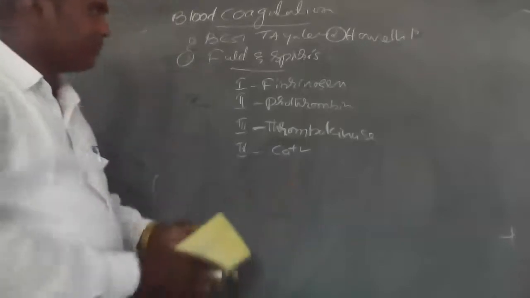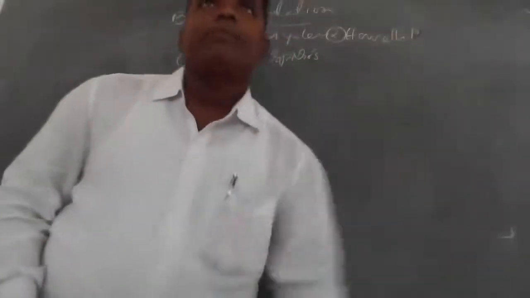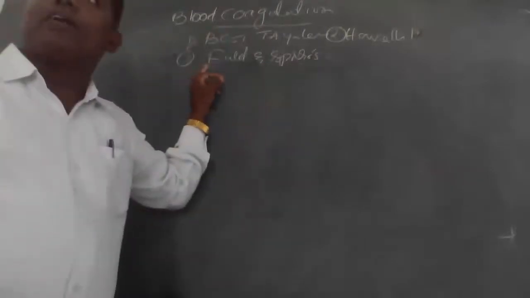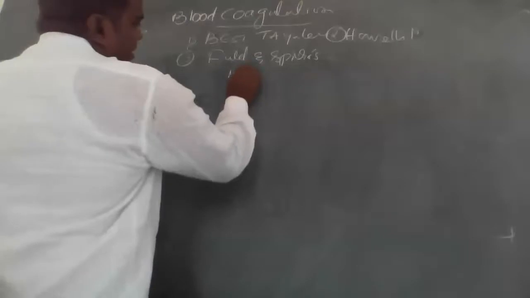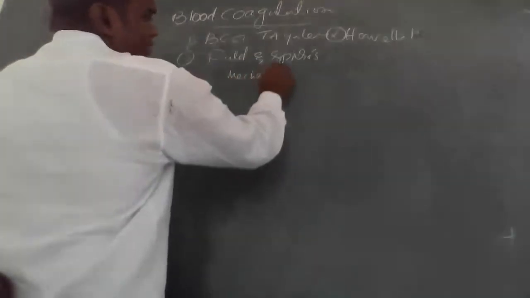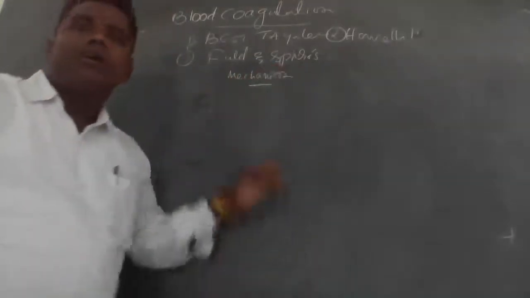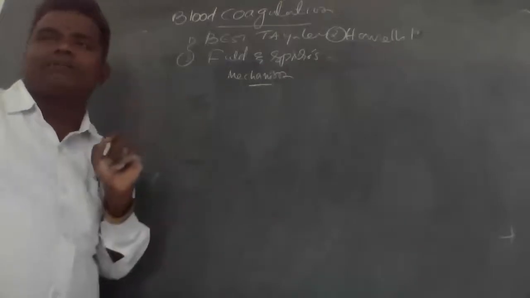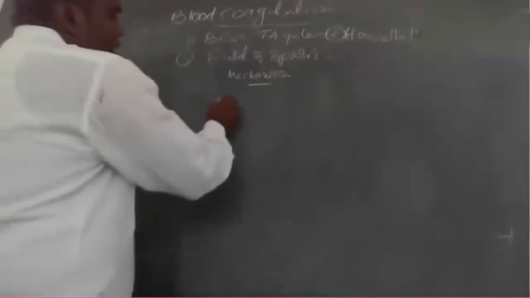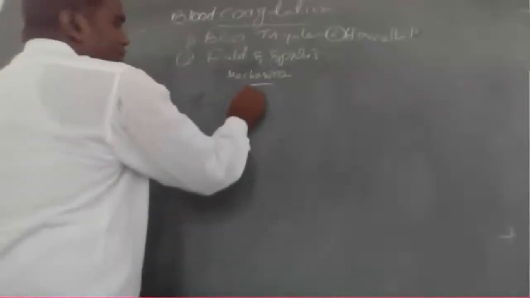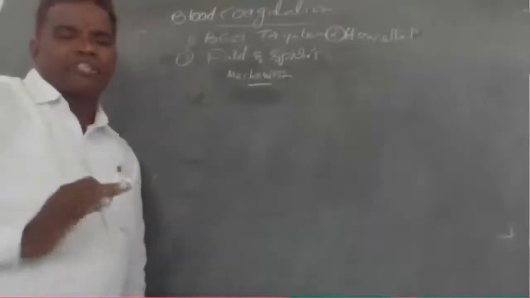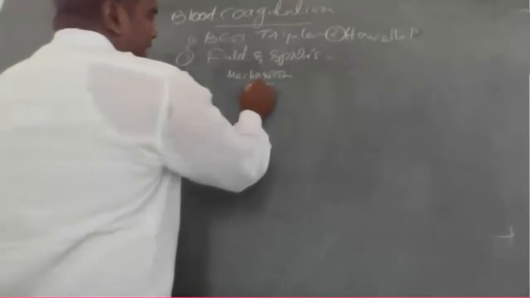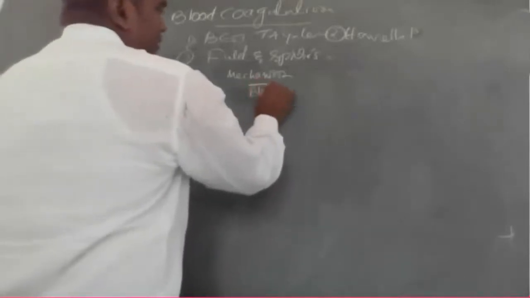Right? Now, the mechanism. According to Fold and Spiro's mechanism, you know very well. So, what is the mechanism? Come on, tell me. So, what is first? Blood platelets are damaged. Okay, so blood platelets are damaged.